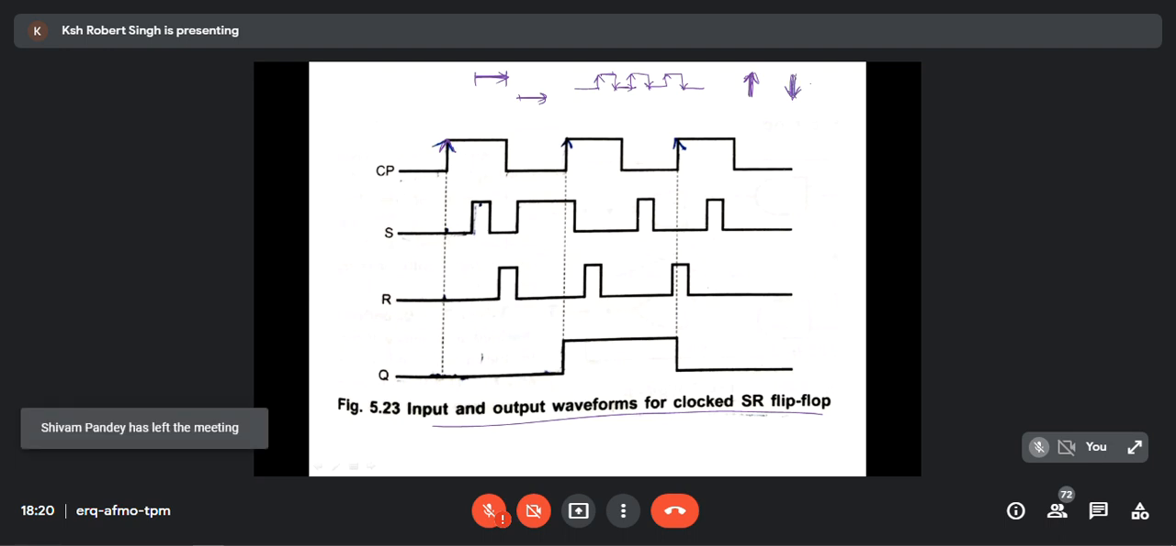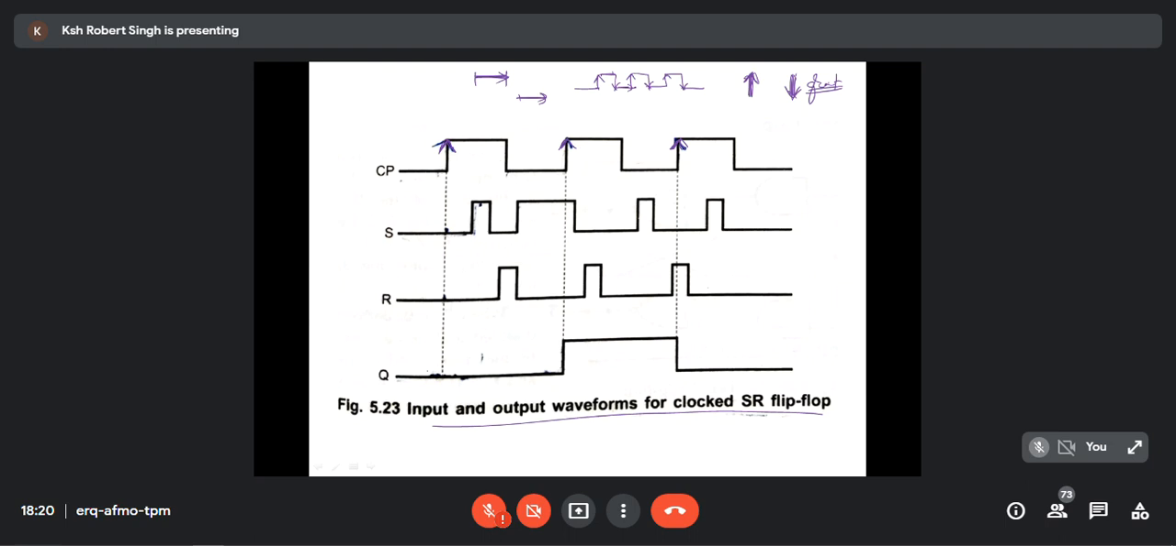So edge trigger will have a great advantage. You will come to know. That's why we take either positive edge or negative edge. In this case, we take positive edge trigger, which means trigger at this point of time only. So you will see the difference between latch and the flip-flop, how the flip-flop works with the clock.